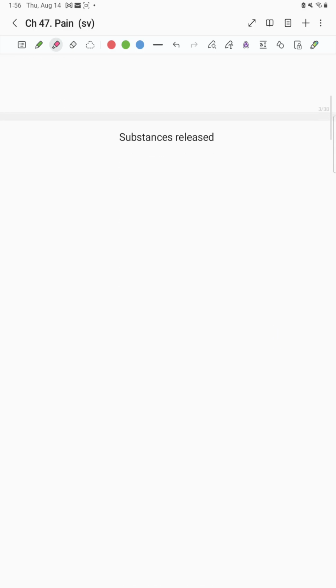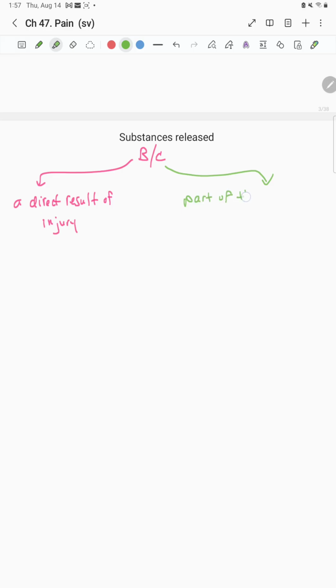All right, the substances that are released. So this is because of a direct result of injury, and the substances are also part of the inflammatory response.